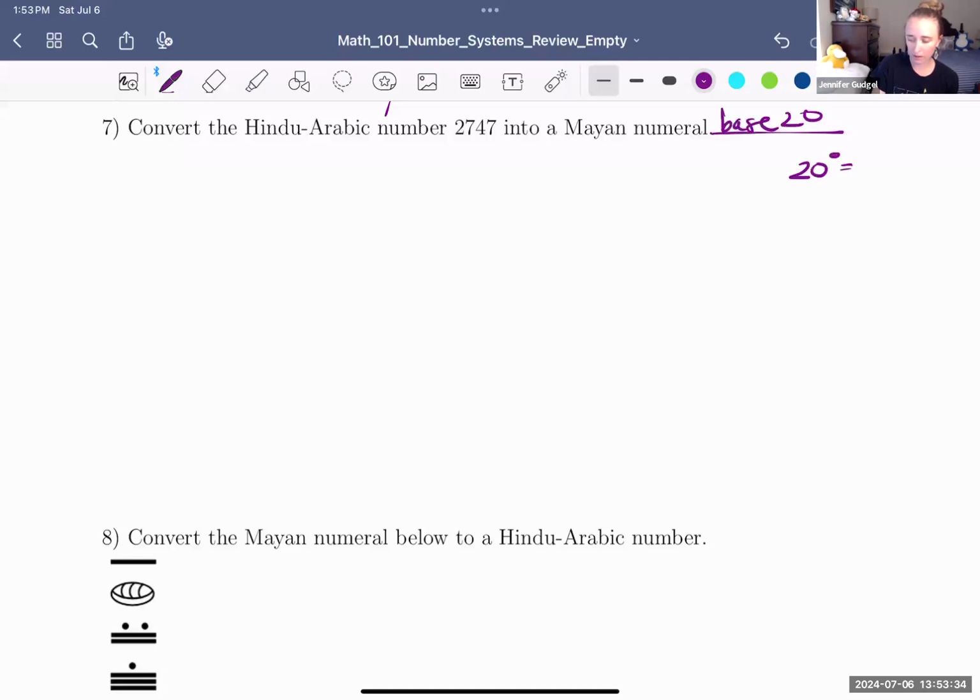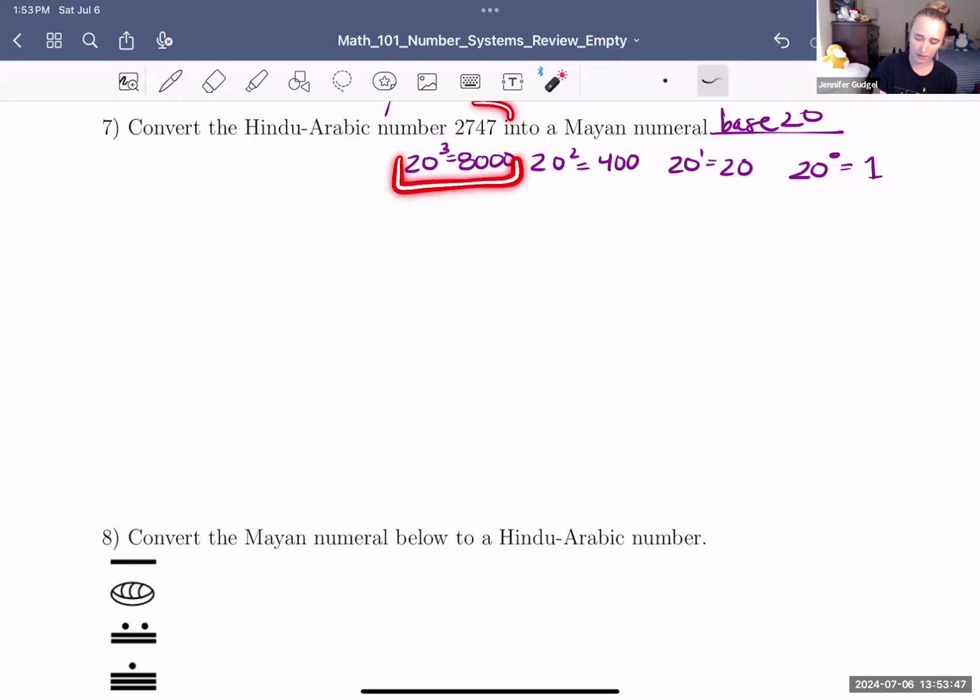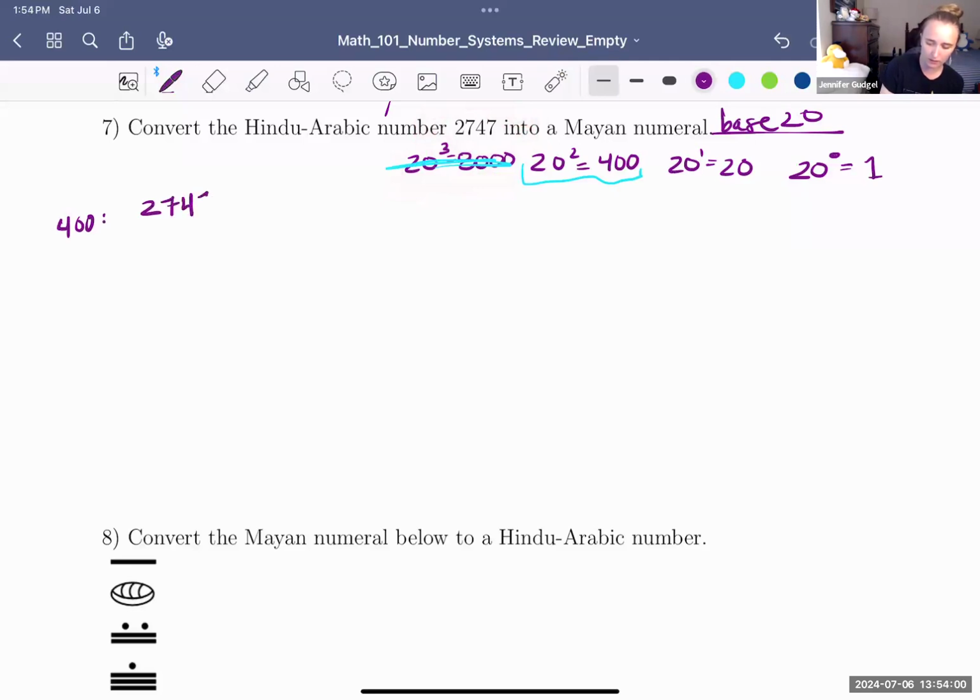So 20 to the 0 is that ones place. 20 to the first is 20. 20 squared is 400. 20 cubed is 8,000. We've already surpassed the number we're looking at. We are not going to be looking at groups of 8,000, but we can pull out groups of 400. So that's where we're beginning. We're going to take our beginning number, 2,747, and we're going to pull out groups of 400.